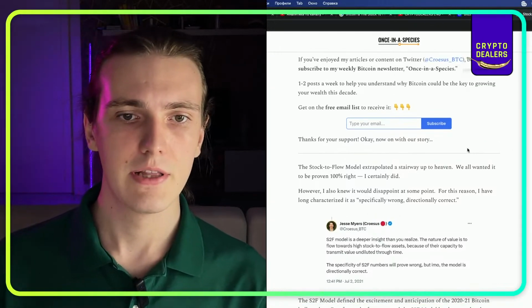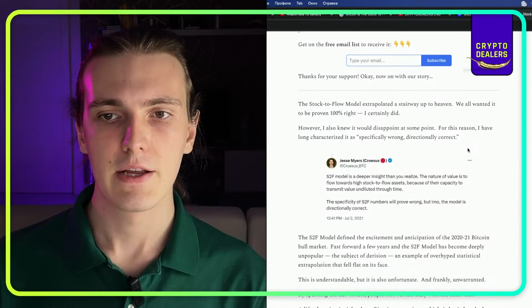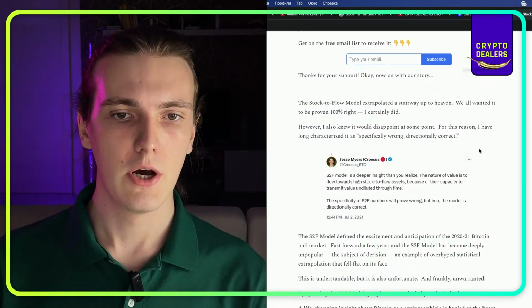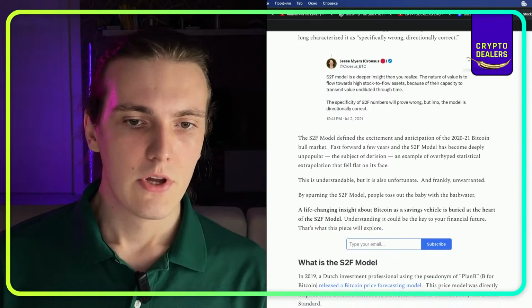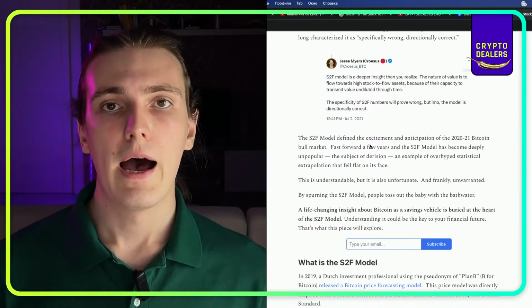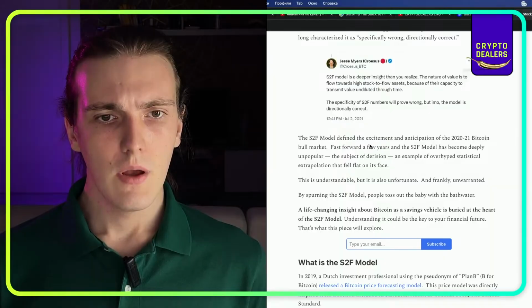So the first article I'd like to base this off is actually Jesse's. Here he talks about the stock to flow model and how it is, basically, the best option and best point of view to see how Bitcoin is going to grow. And the most important thing here is scarcity.